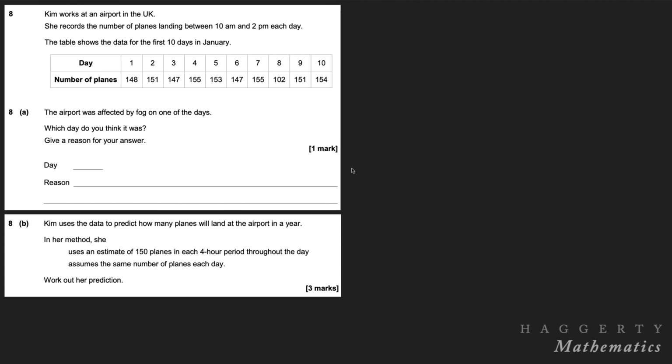Question 8. Kim works at an airport in the UK. She records the number of planes landing between 10 a.m. and 2 p.m. each day. The table shows the data for the first 10 days in January. If you just look at the numbers here, we have 148, 151, 147, 155, 153, and so on and so forth. So the numbers tend to be hovering around 150 for the number of planes landing between 10 a.m. and 2 p.m. each day.